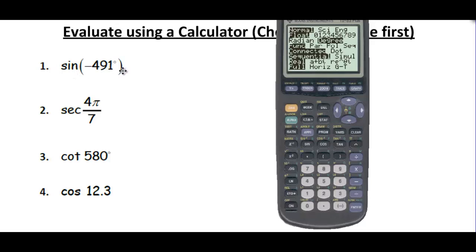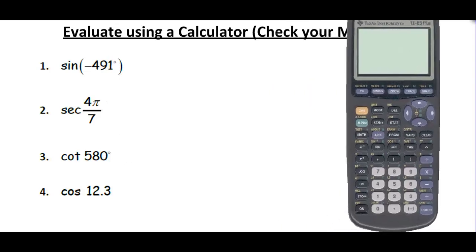The way you could tell what mode your calculator needs to be in is if you see this tiny little circle, it means a degree. If you don't see it, it means it's a radian. So I'm going to do the degree problems first because I see that problem 1 is a degree and problem 3 is a degree.